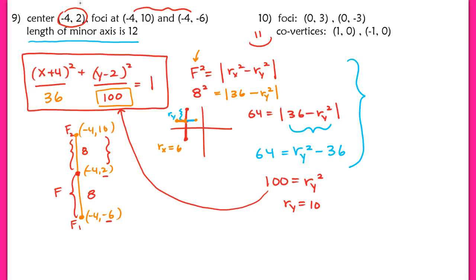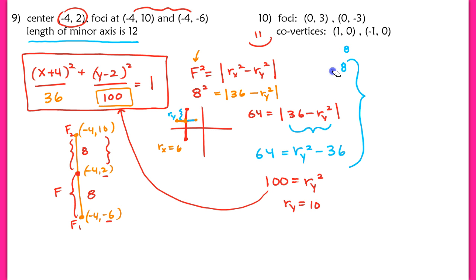Okay, so we ran into a problem, obviously, when we just dropped the absolute value bars and we tried to solve for r sub y squared. We ended up with a negative value for r sub y, right? Because we ended up with negative r sub y squared equals positive 28. If you solve that all the way, you would get negative 28. Clearly, that can't be the case.